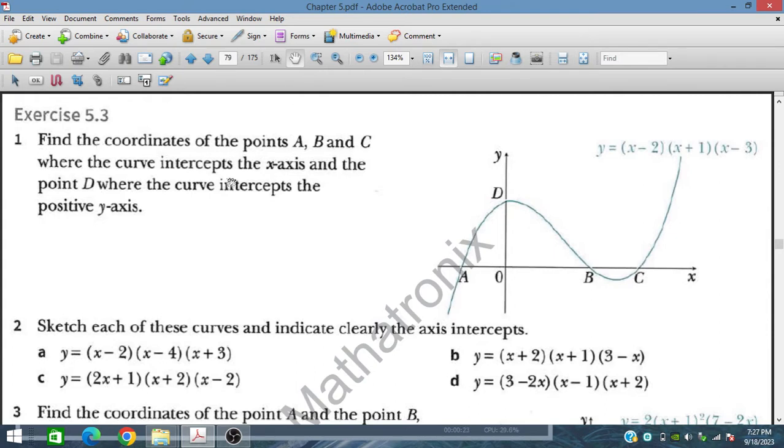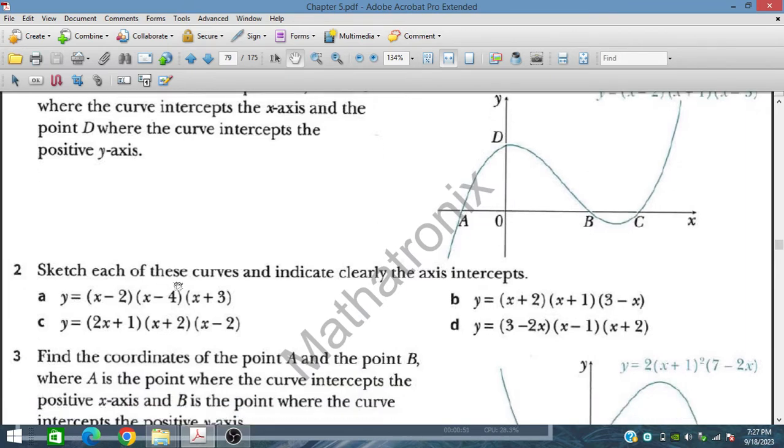Question number one: first find the coordinates of points A, B, C where the curve intercepts the x-axis and the point D where the curve intercepts the positive y-axis. So we have to find these coordinates A, B, C and D. The second question is to sketch each of these curves and indicate clearly the axis intercepts. So we have to draw these curves.